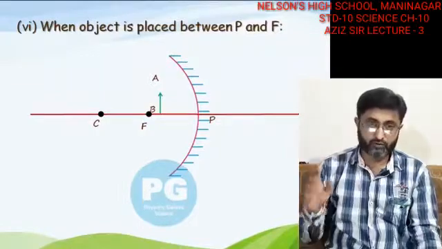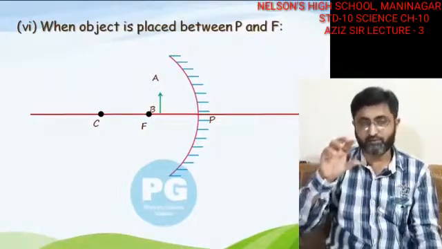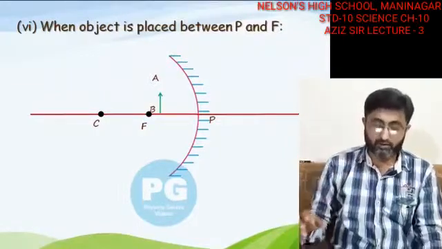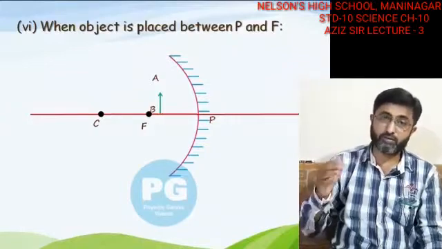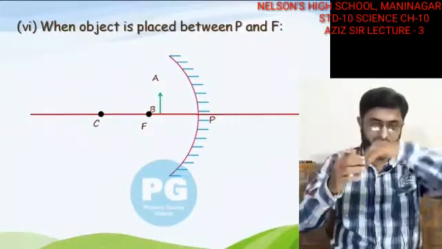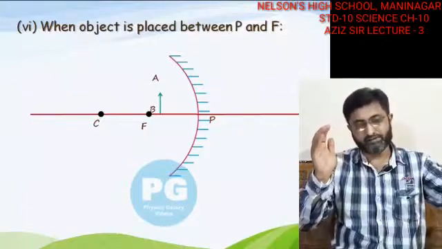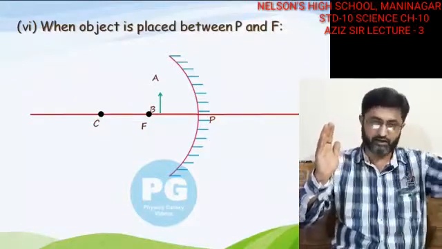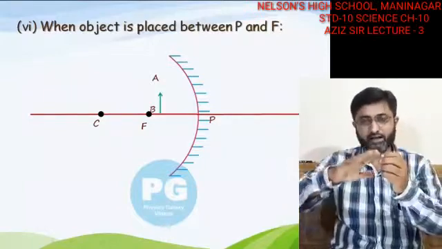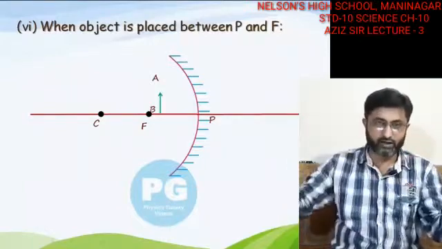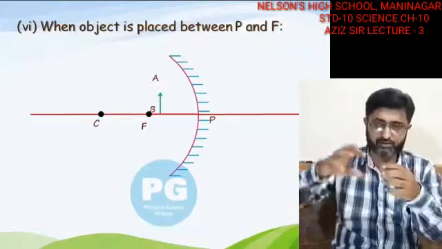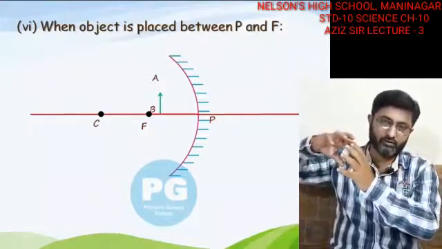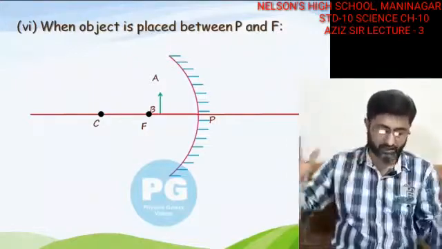And the last case is totally unusual, because here you are not getting any property which you had been getting before. If you keep the object between F and P, the image will be obtained behind the mirror. That means you get an image on the exact back side of the mirror, but here it is virtual. That means actually you are not getting an image, you are getting a part of an image. So you think that the image must be there, but it is very highly enlarged.